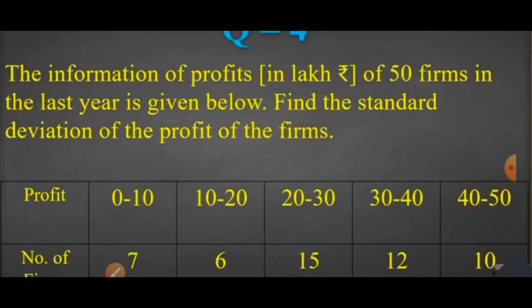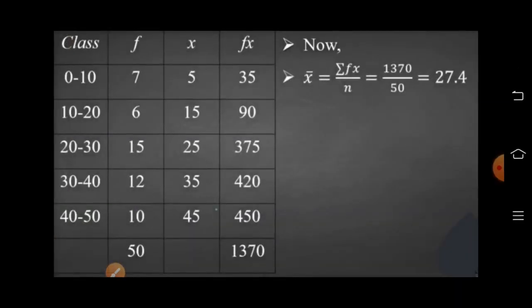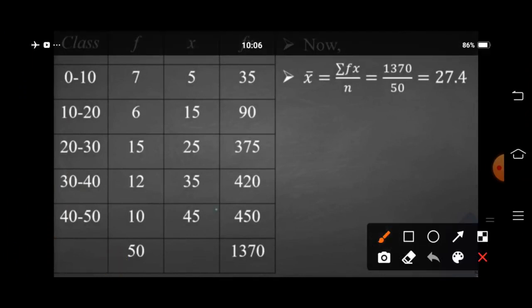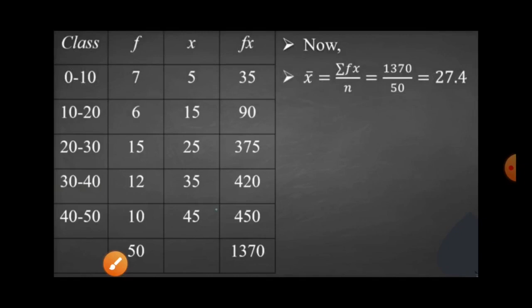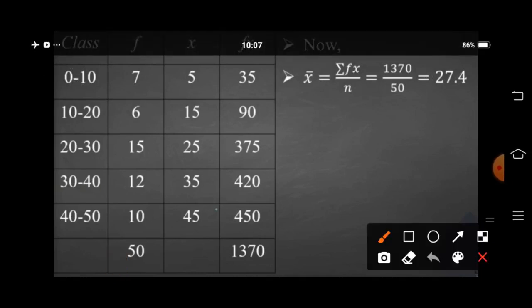Here we have to find out standard deviation. So first we have to find out mean. For finding mean, according to formula, x bar equal to sigma fx upon n. We require fx and then total of that column. So here this is continuous frequency column. So here first we find out mid value of this continuous frequency distribution. So x we have to find out.